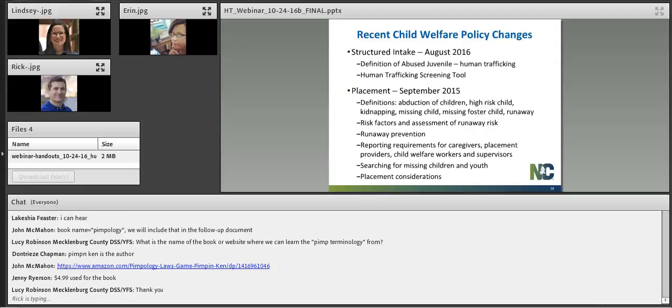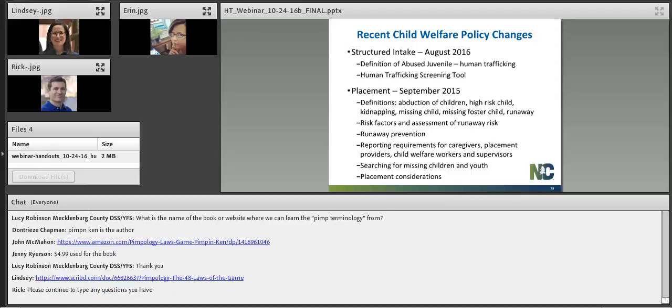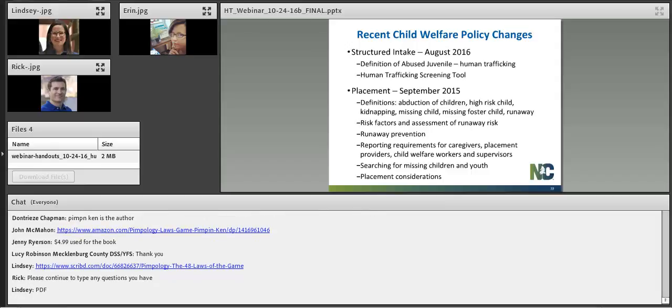So in August of this year, we released updated intake policy that included a multitude of changes, but the changes I'm going to discuss today are around human trafficking. Not only was the intake tool, the DSS 1402 itself, updated to include specific questions about human trafficking, there was a human trafficking screening tool added to the structured intake policy that gives some guidance around those questions and screening of alleged trafficking, as well as some possible indicators.